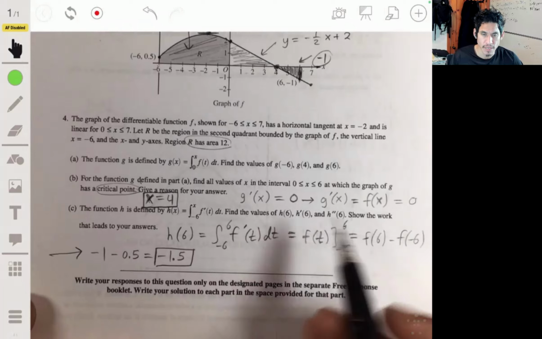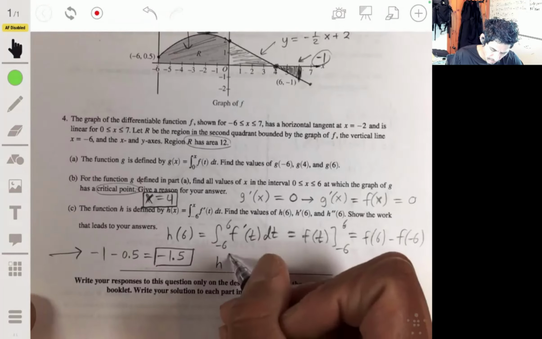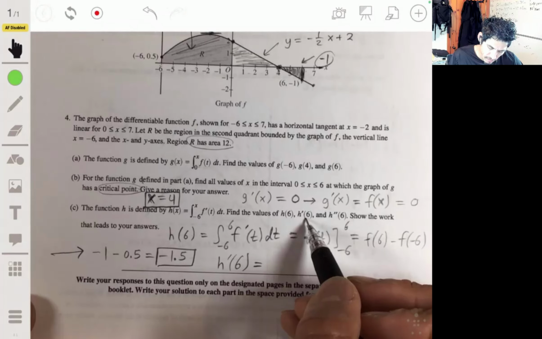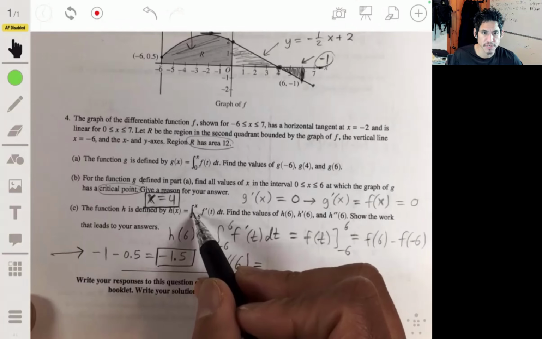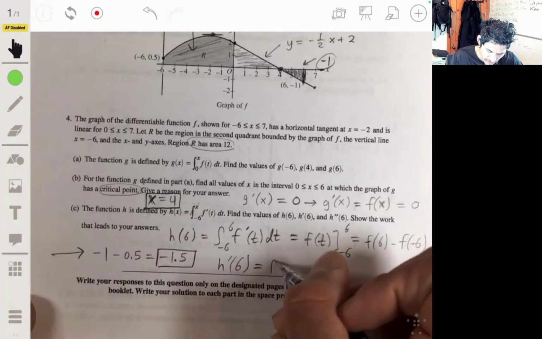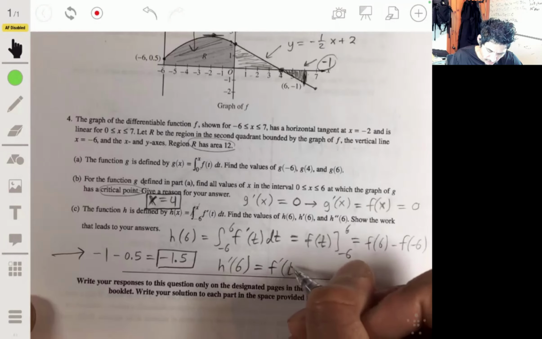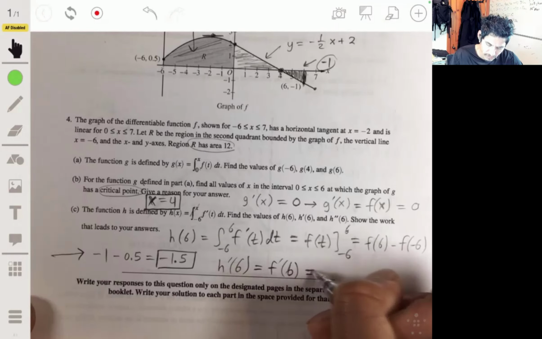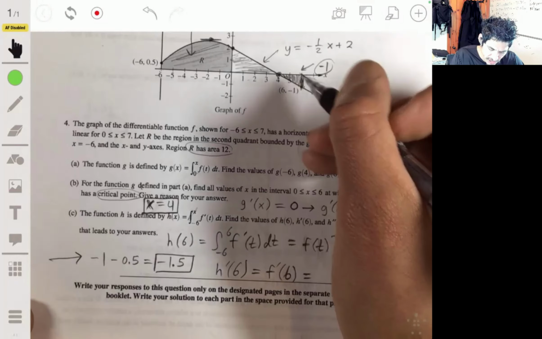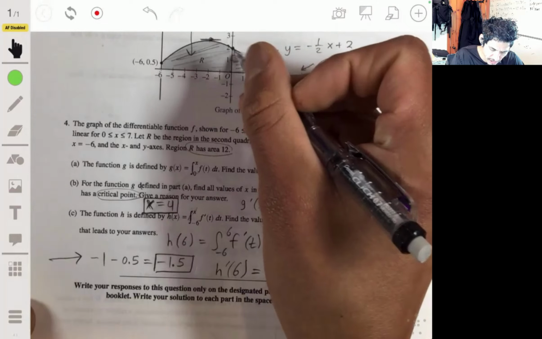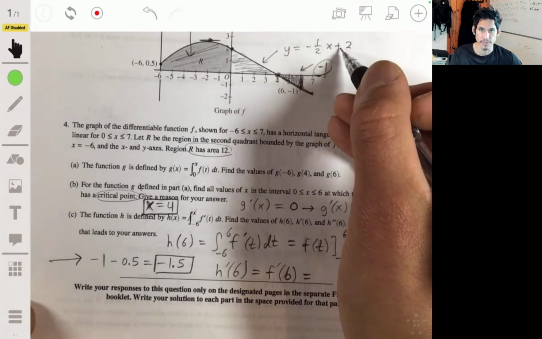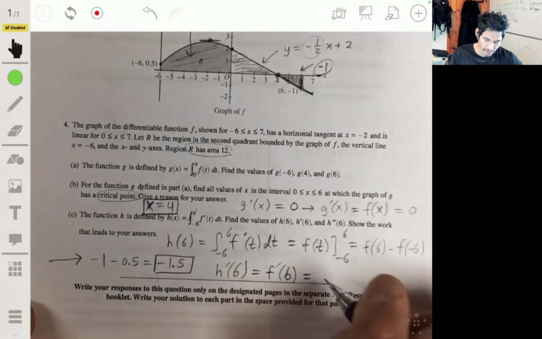And then h prime of 6, this is even easier because now we take the derivative of this integral and that just cancels out the integral. So then we just have f prime of 6. So we just look for the derivative at 6, which is basically just the slope of this straight line, which we have as y equals -1/2 x plus 2. So then it'll be -1/2.